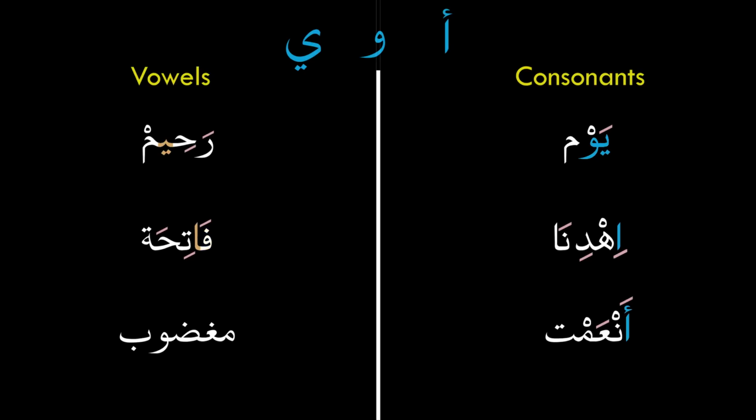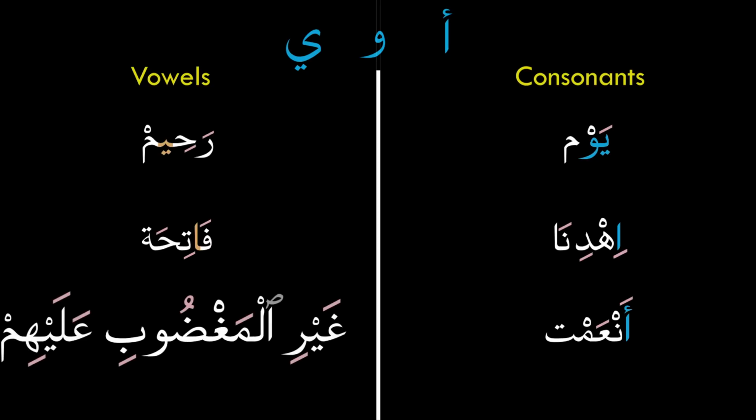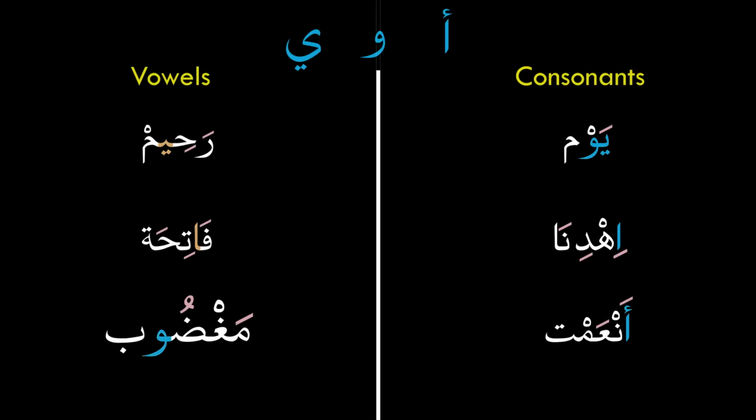The last example is maghdoob, as in غير المغضوب عليهم. Here we have waw with nothing above it, and the letter before it, which is dad, has a dhamma above it. Likewise, we do not pronounce the waw, but the letter before it, dad, with extending the dhamma. It's not maghdub, it's maghdoob.